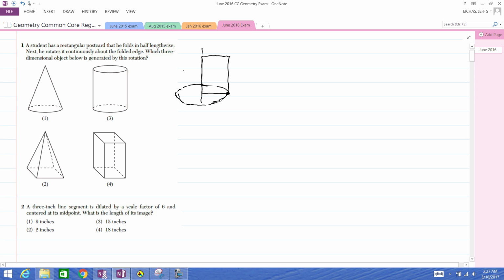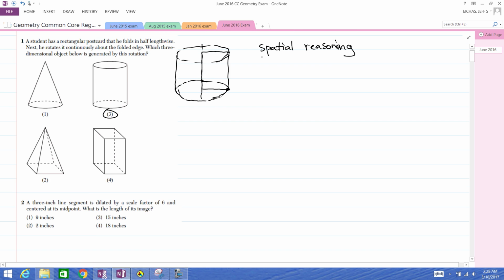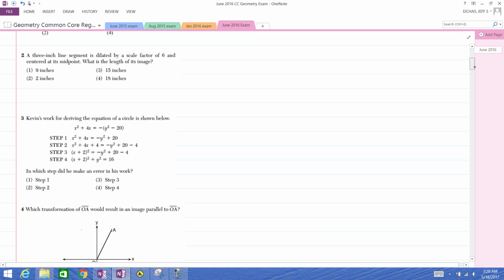This space that it would carve out, if you do that with this as well, hopefully I can do a decent job with that. You can see the space that's going to carve out is going to look most like a cylinder. So that's what we're going to go with there. This is spatial reasoning. You're trying to imagine what's going to happen in a 3D space. Not easy to do.